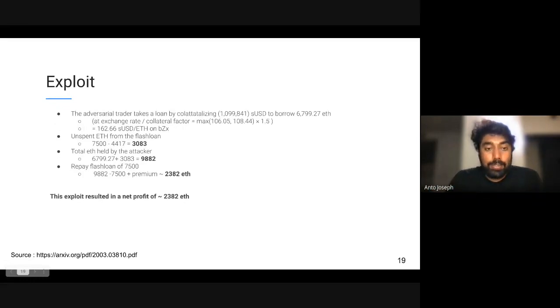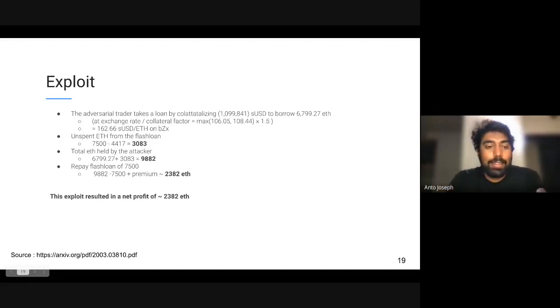Because of that reason, the adversarial trader takes a loan by collateralizing all the SUSD that he has acquired to borrow a certain amount of ETH. And that is at a price of 162 SUSD per ETH on BCX.